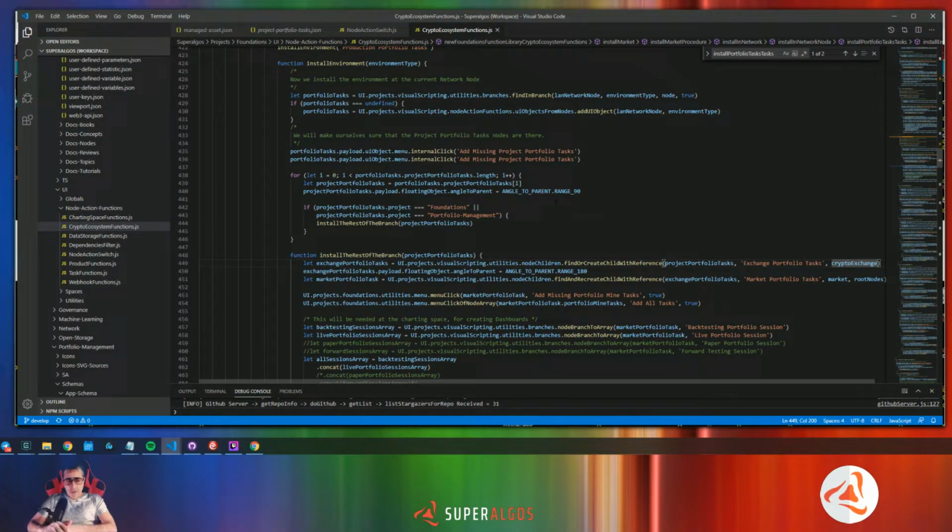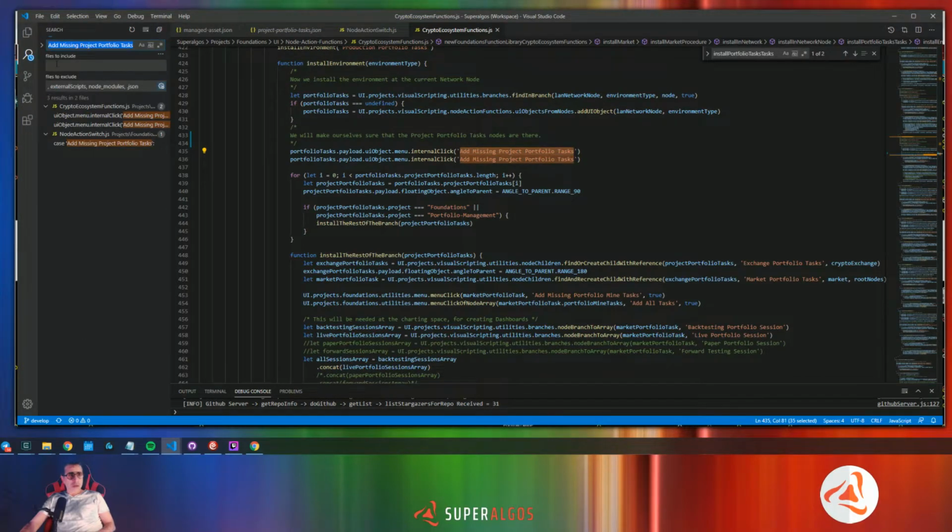I don't understand this last if. Add missing project portfolio tasks. So I need to search for this because here there is a little problem.